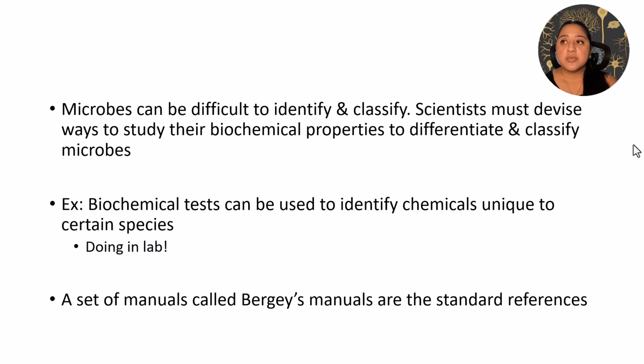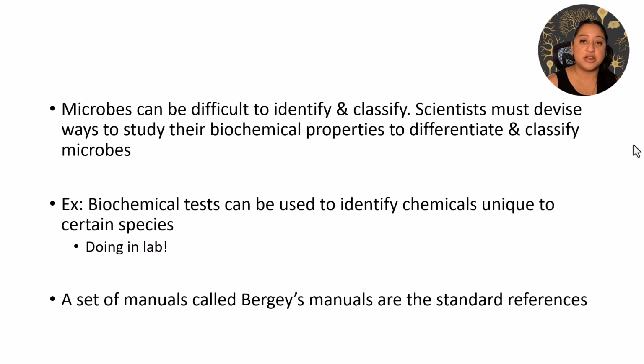So microbes can be difficult to identify and classify. They don't have outward facing things that we can use to help us identify them. So for example, again, let's say bird watching. You can identify a bird based on what the feathers look like, what the region is, what the beak looks like, what the feet look like, the size of the wingspan, things like that. Without easily observable characteristics like that, bacteria are so tiny and they don't have that many physical things to tell them apart. They can be difficult to identify and classify. So scientists have to get creative and come up with ways to study their biochemical properties to help identify and differentiate and then classify microbes.